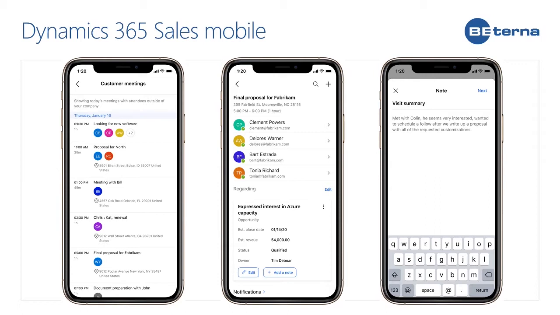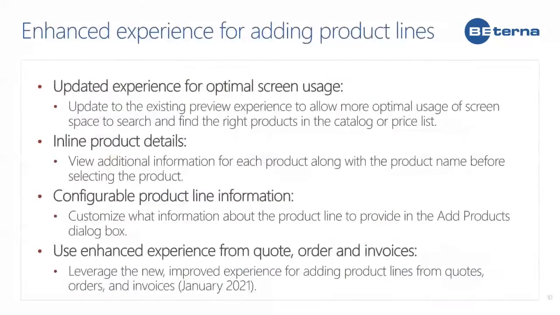Okay, so the next functionality that we have here is enhanced experience for adding product lines. Now, this functionality won't be available until, let's say, somewhere in November 2020 for preview, and it will actually be released in the first part of 2021. Let's hope in January, but I think it's worth mentioning because it's a pretty important one.